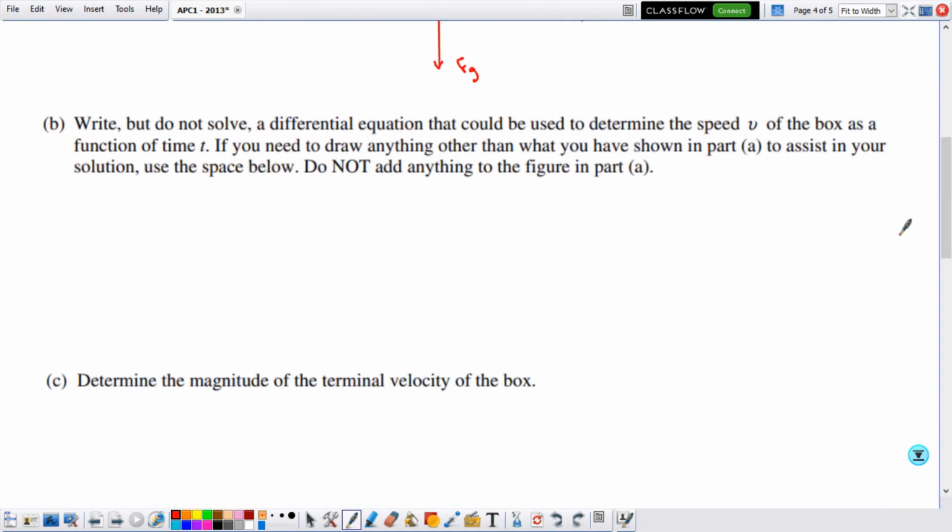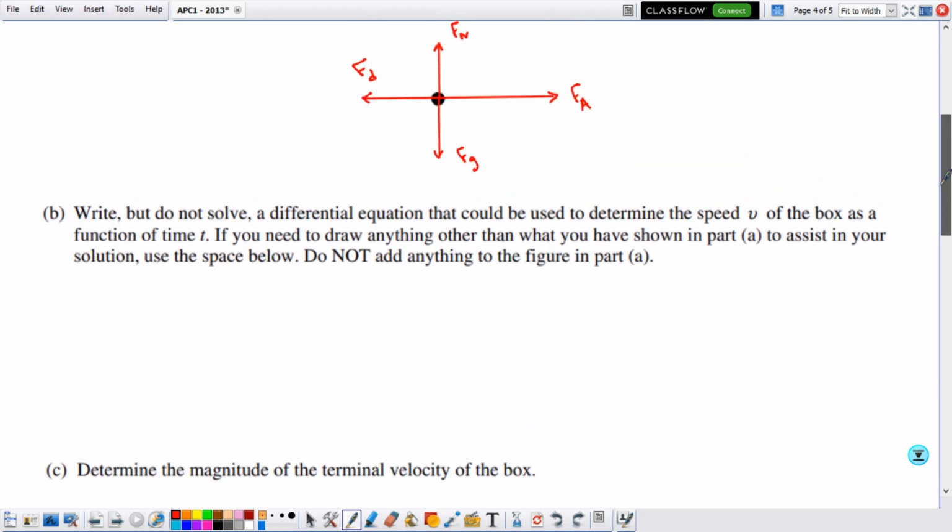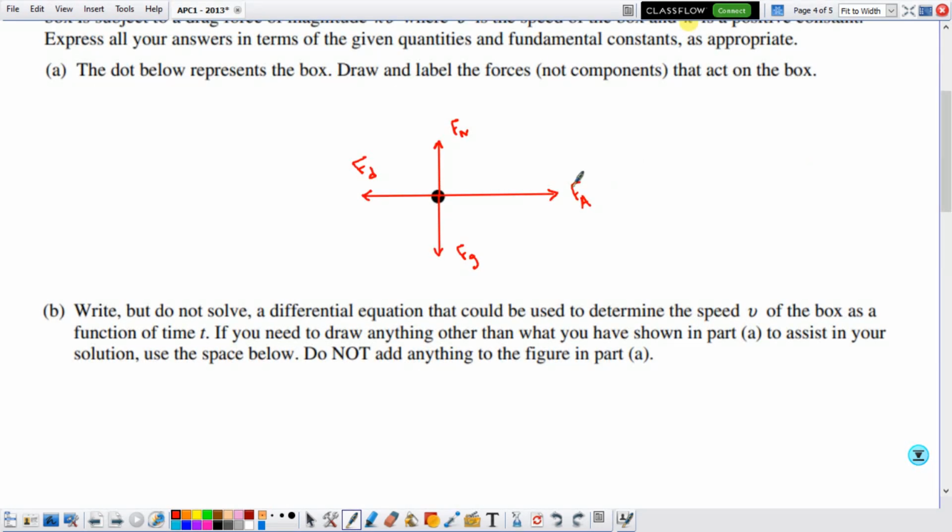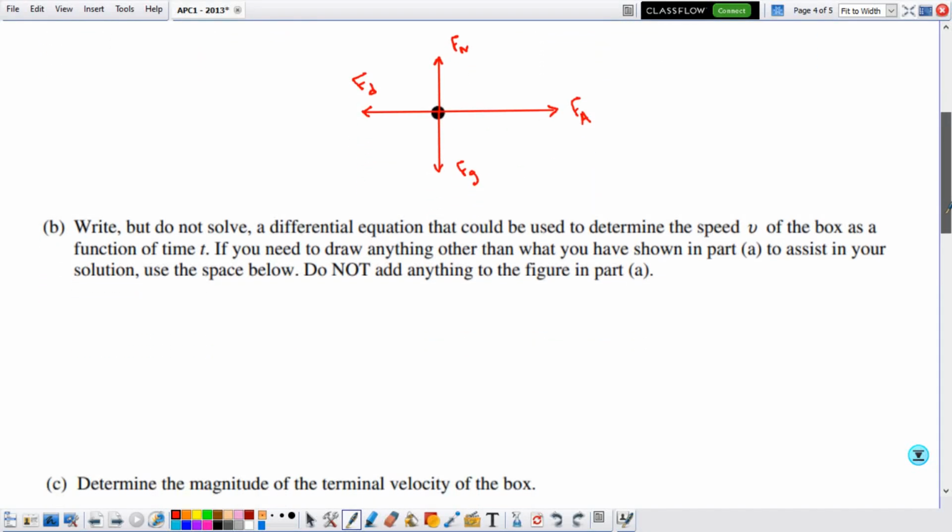Now write, but do not solve, this is important, a differential equation that could be used to determine the speed v of the box as a function of time t. If you need to draw anything other than what you have shown in part A to assist in your solution, use the space below. Do not add anything to the figure in part A. Remember that whenever we construct the FBD, we should keep it as it is. We cannot draw any components or any additional stuff on the FBD. So we're gonna leave it like that.